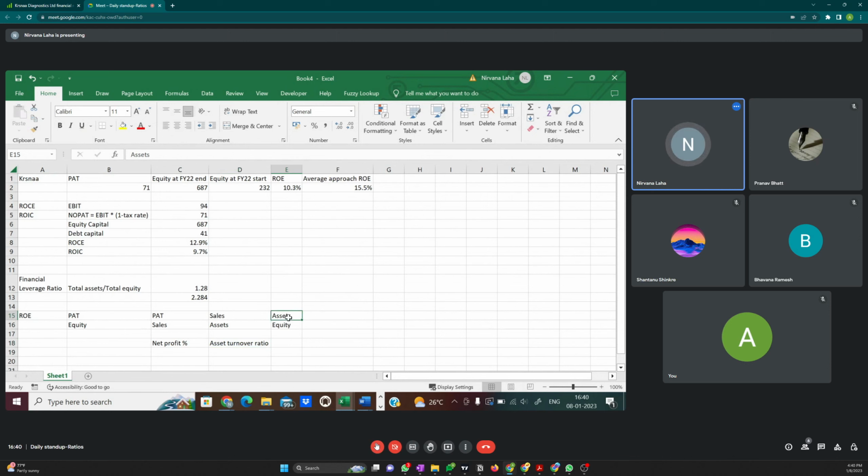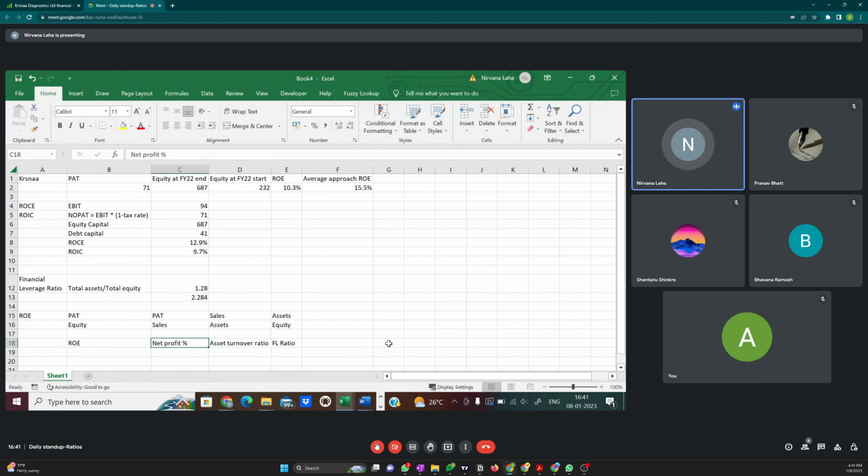And Pranav, what is this ratio? Assets by equity, total assets by total equity. Financial leverage. Absolutely. FL ratio. We just discussed it, right? So ROE is nothing but the product of net profit, asset turnover, and financial leverage.